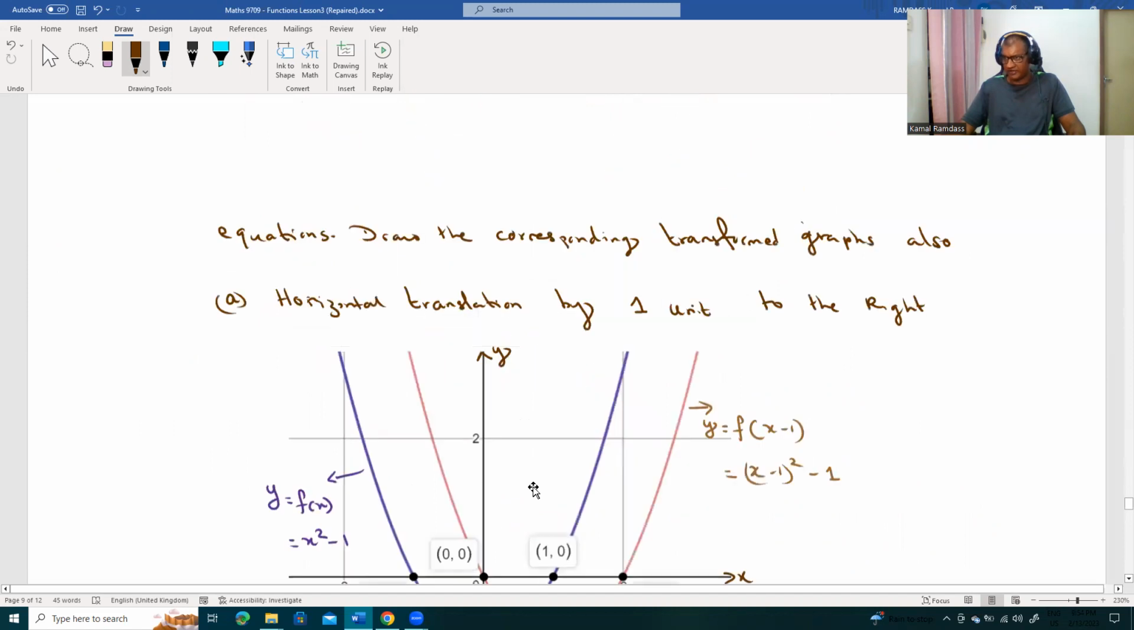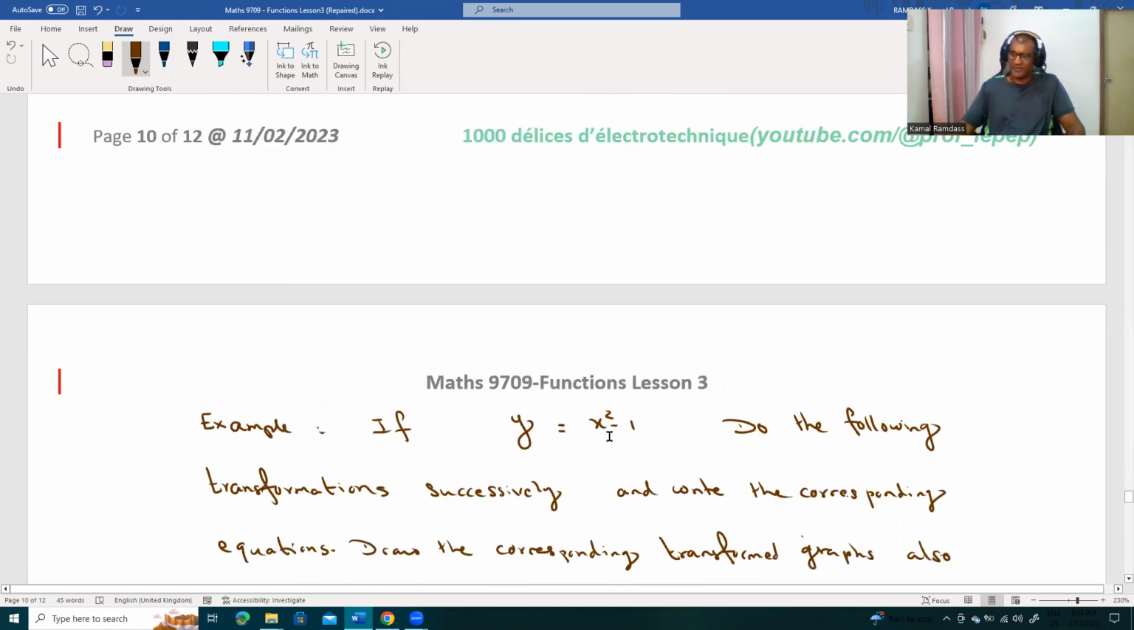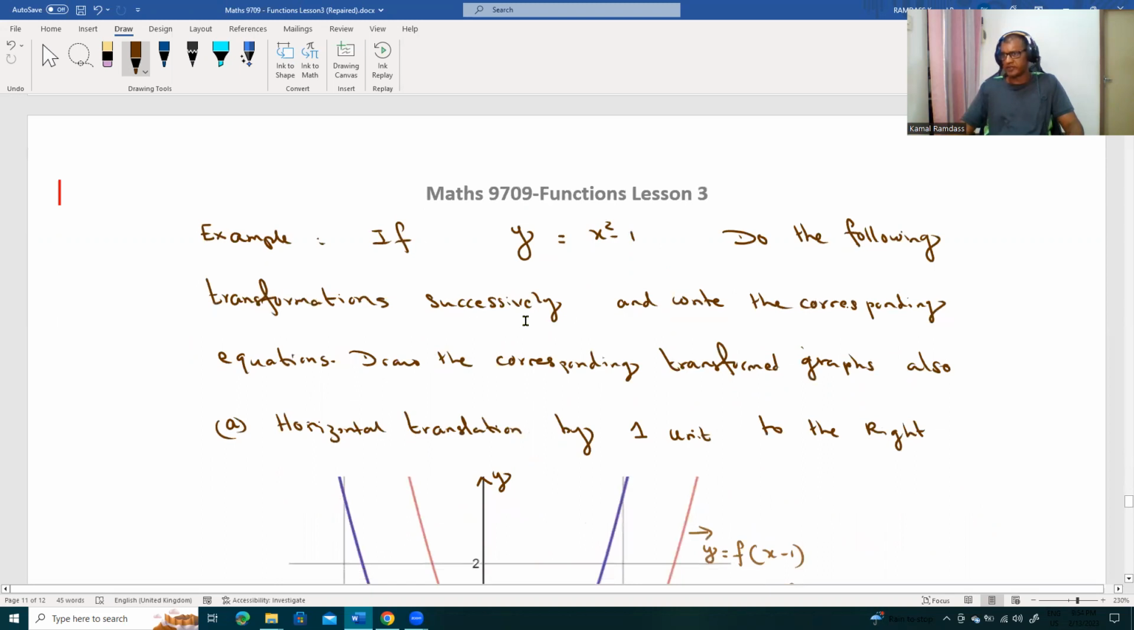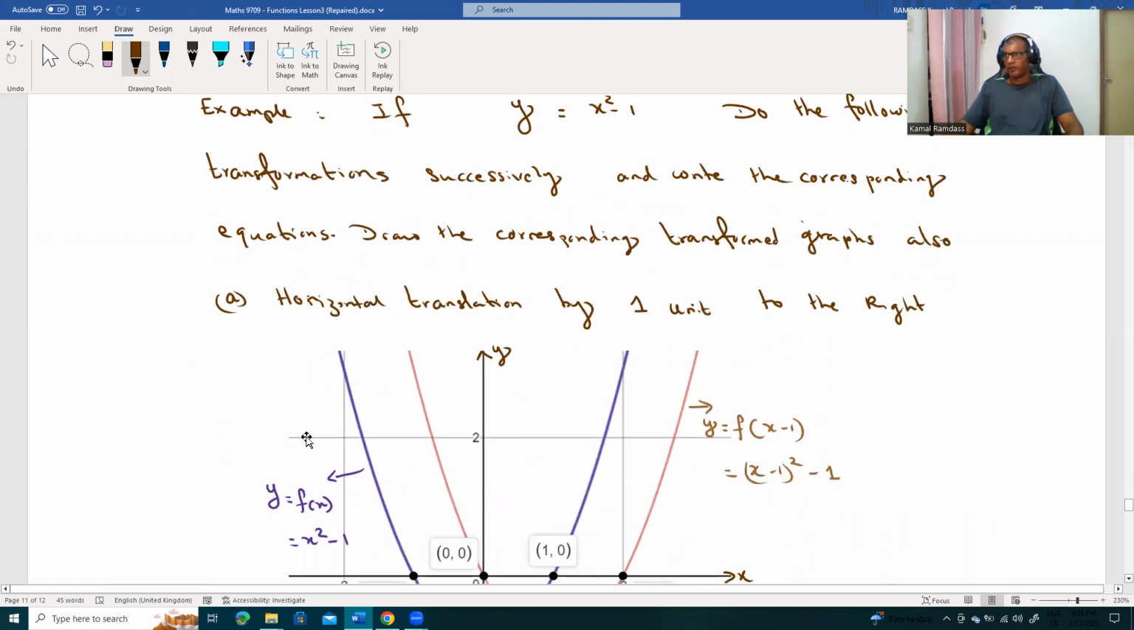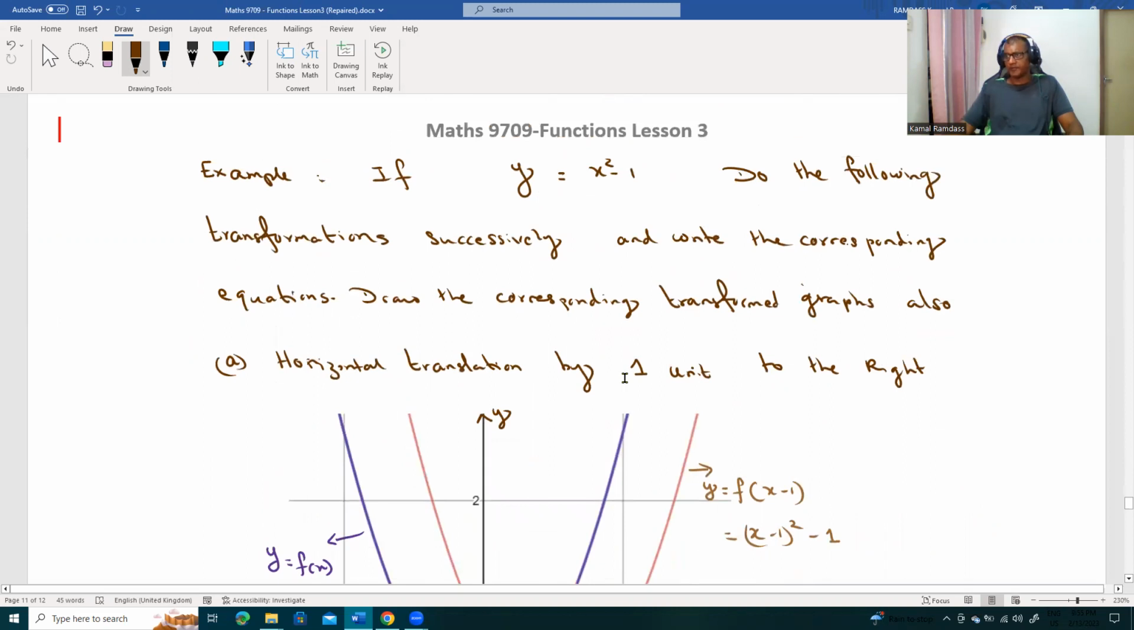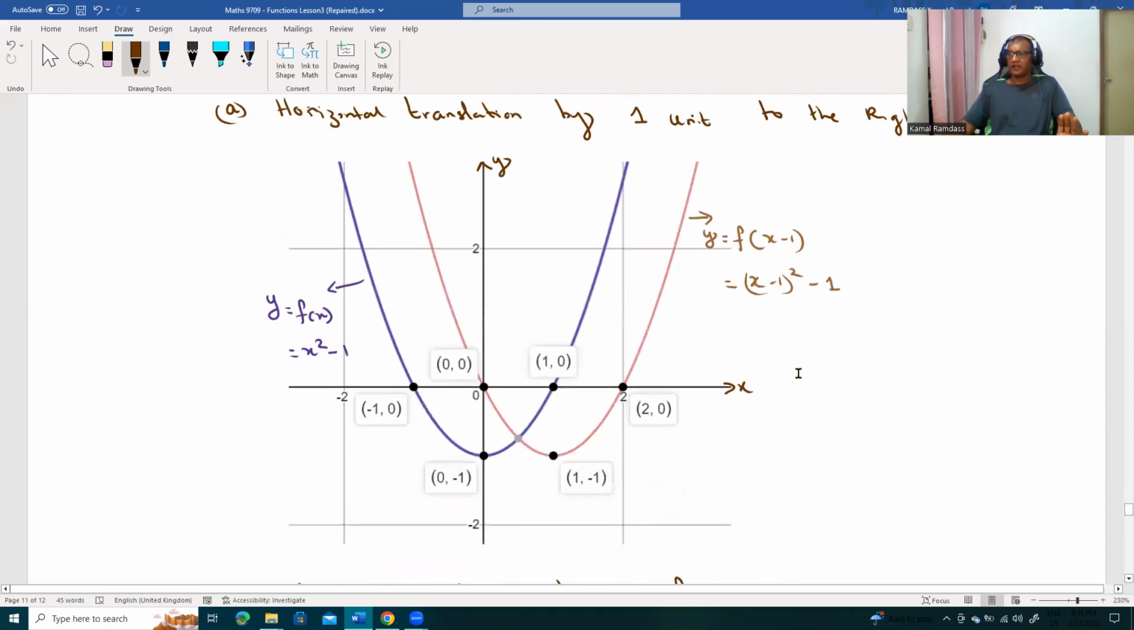A fairly concrete example. OK? If y is equal to x squared minus 1, do the following transformations successively and write the corresponding equation. Draw the corresponding transformed graph also. First, horizontal translation by one unit to the right. You need to draw x squared minus 1, then the translation one unit to the right, in purple. Because x squared minus 1, if you factorize, is (x minus 1)(x plus 1), there are two roots. One at x equal to minus 1, another at x equal to 1.